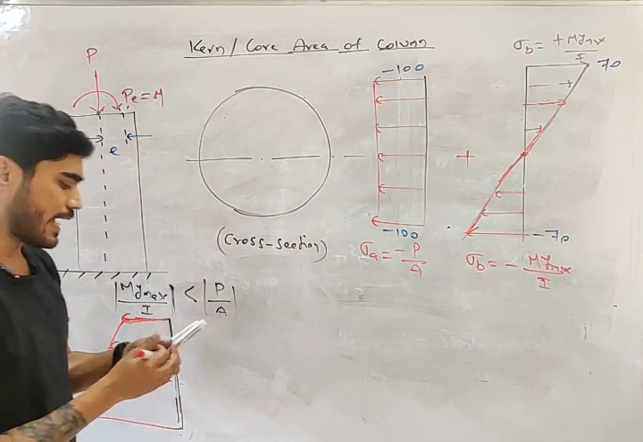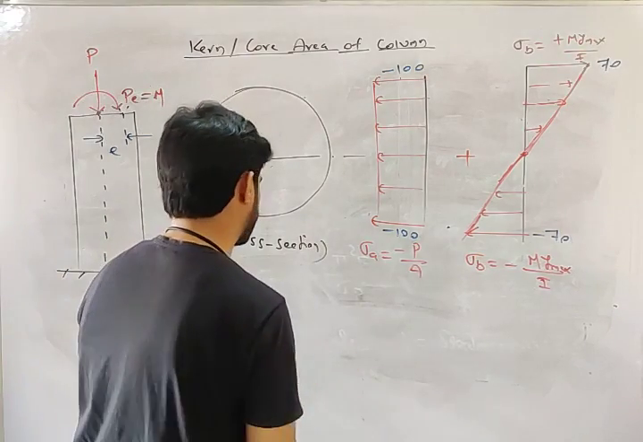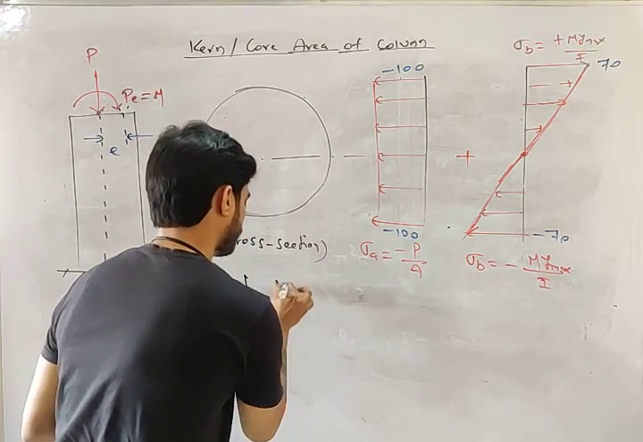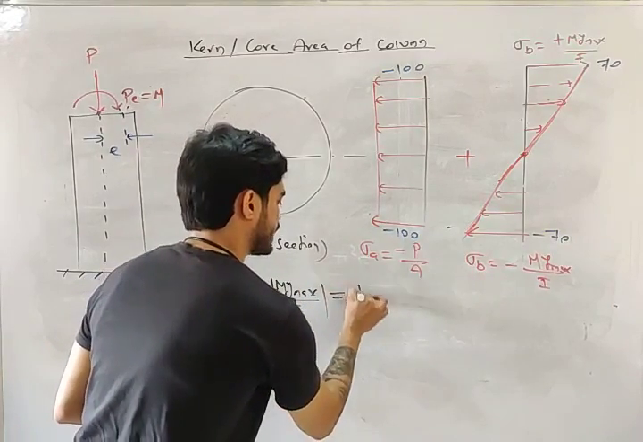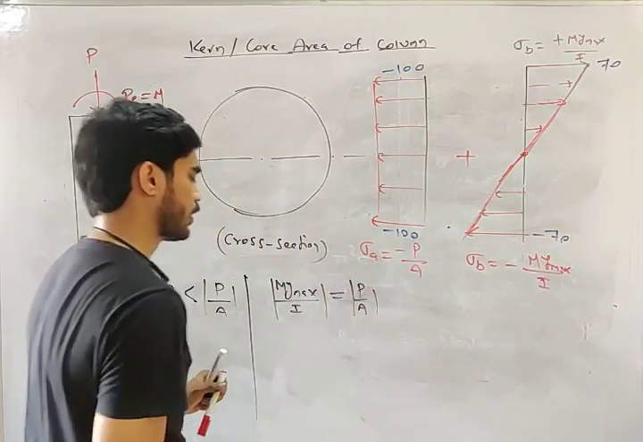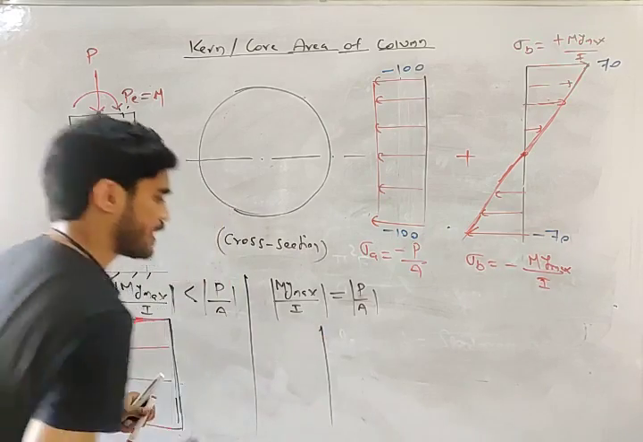Okay. Second case: if the magnitude of M y maximum by I is equal to the magnitude of P by A, in this case what will you get?